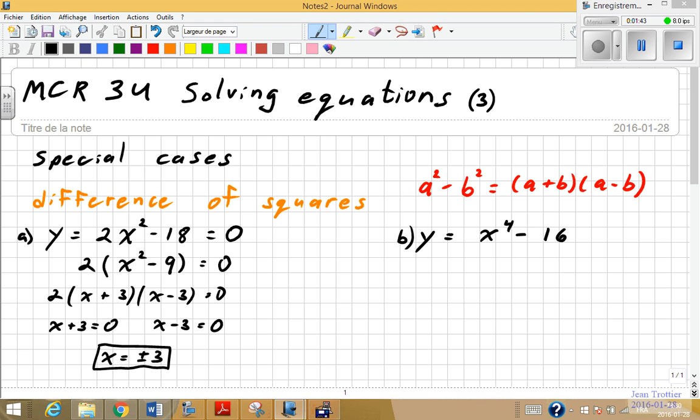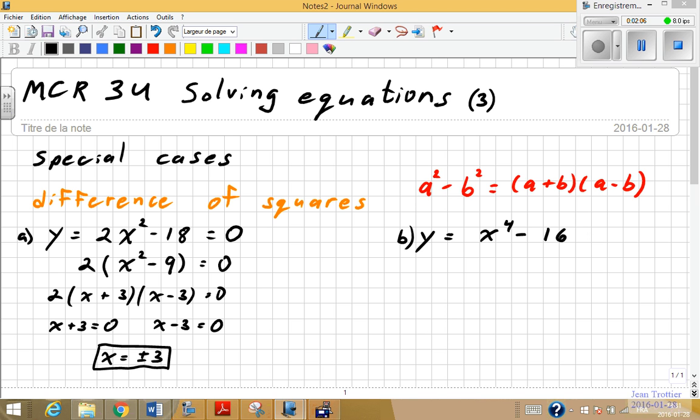Now, the second case will be a bit longer because we have an x to the 4. It's not a power of 2, but if you know your laws of exponents, you know that x squared to the power of 2 gives us x to the 4. So that means this is a perfect square. 16, that's 4 times 4. That's also a perfect square. And we have a minus, so it's a difference of squares again.